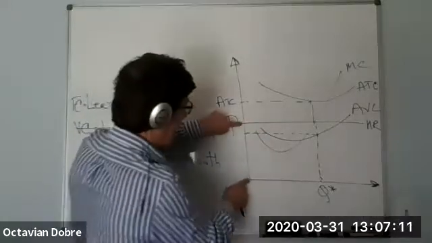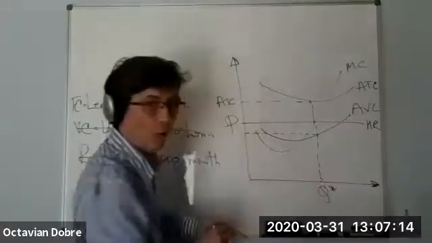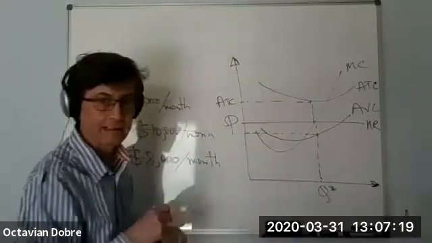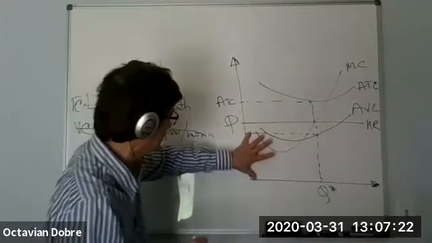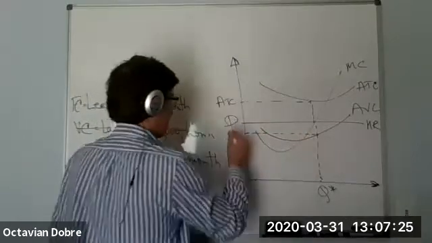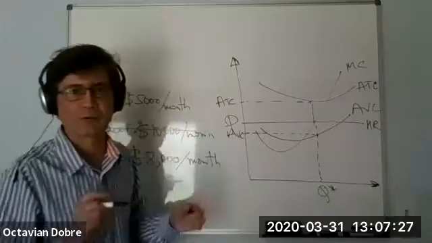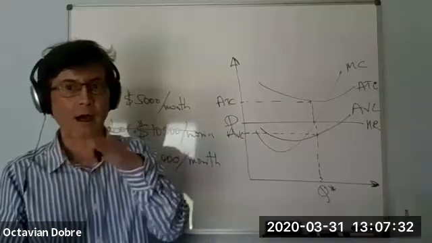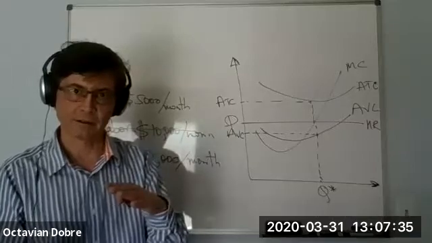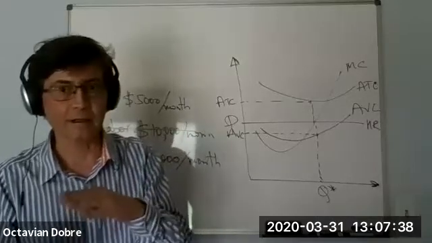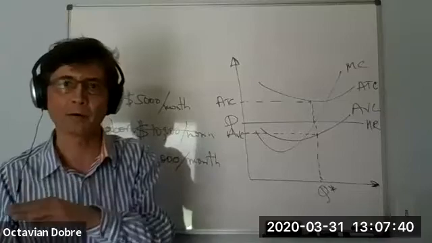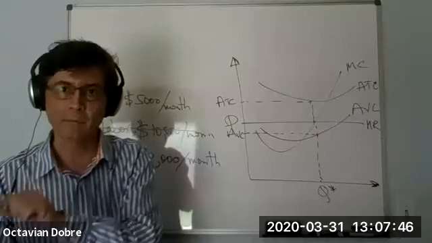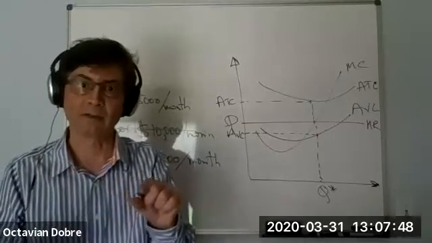That means that price times quantity, which is total revenue, and it's this big area here, is greater than this area here, which is average variable cost times quantity, which is variable cost. So my revenues are greater than the variable cost. And whatever money is left over after I paid the labor out of the revenues, that money can go towards paying some of the fixed cost.